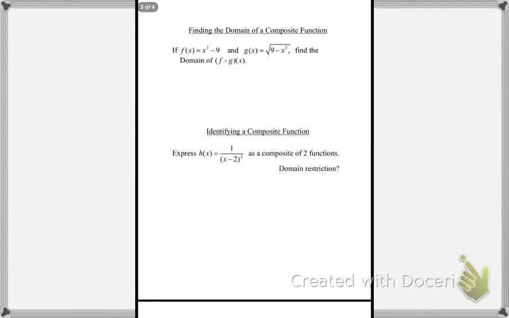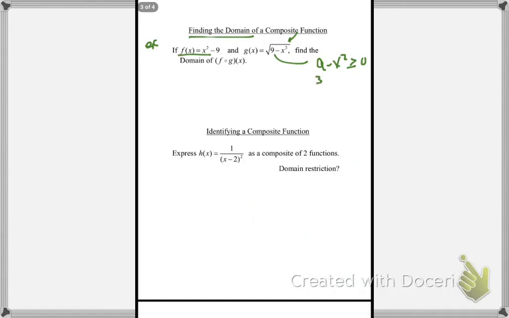Another example of finding the domain of a composite function is this one. This is a good example. In the first function, we have a parabola. We have no domain restriction, all real numbers. In the second one, we again have a radical. So we take out what's under the radical, and we set it to greater than or equal to 0.